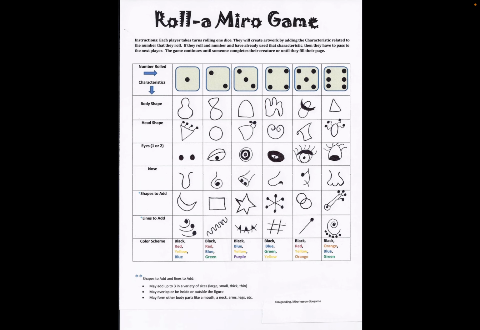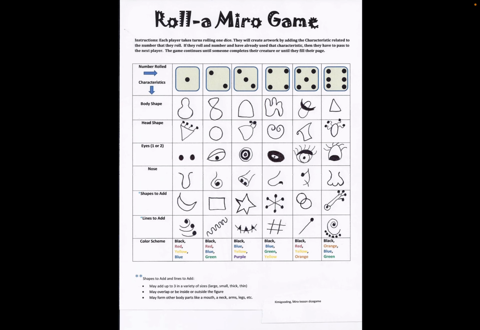Don't do the color scheme yet, because you're going to use your imagination. We're going to go with the instructions and the directions that are on here. You're going to roll a dice. If you do have a dice, you can roll it, and if you do not have a dice, pick the ones that you really would like to draw with.